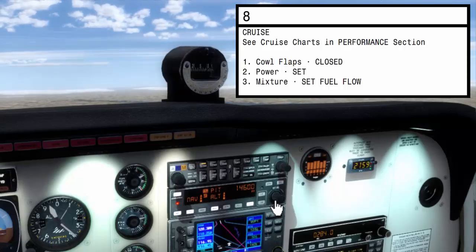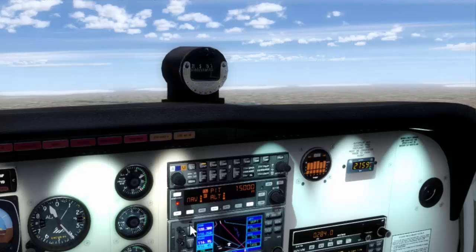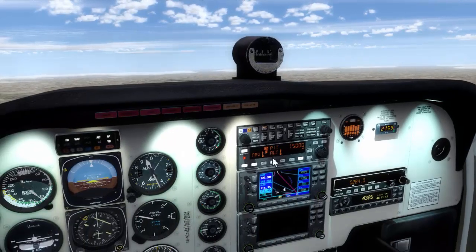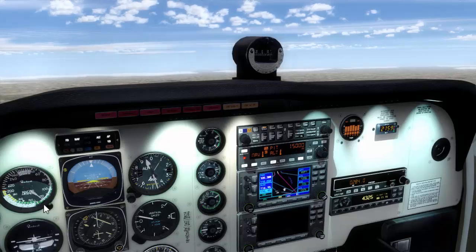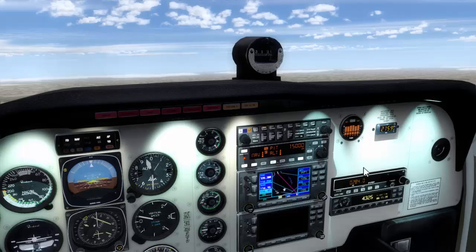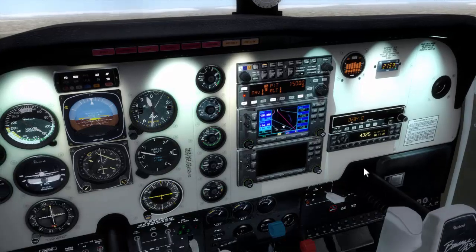We need to have the cold flaps closed, the power set, and the mixture set. So we have already that, and remember that because we are ascending, because we are flying very high, we are almost close to the service ceiling for this aircraft, that is 16,000 feet.